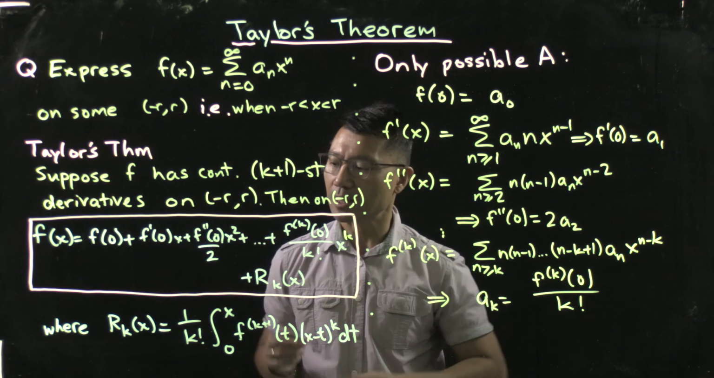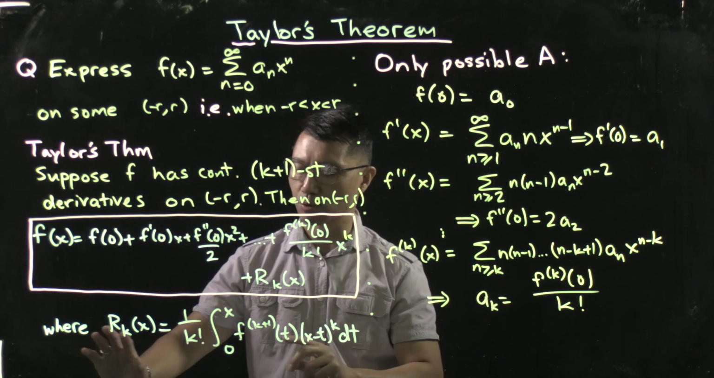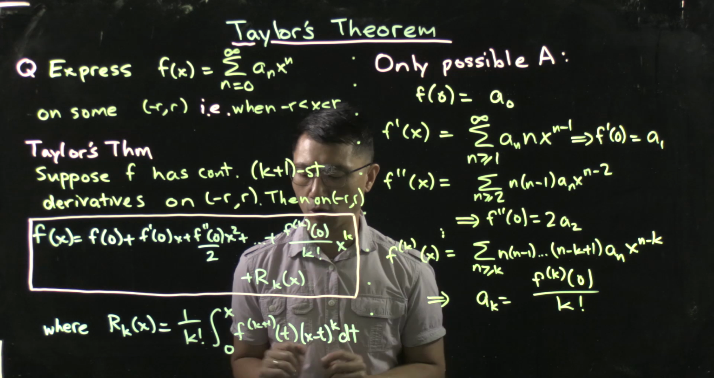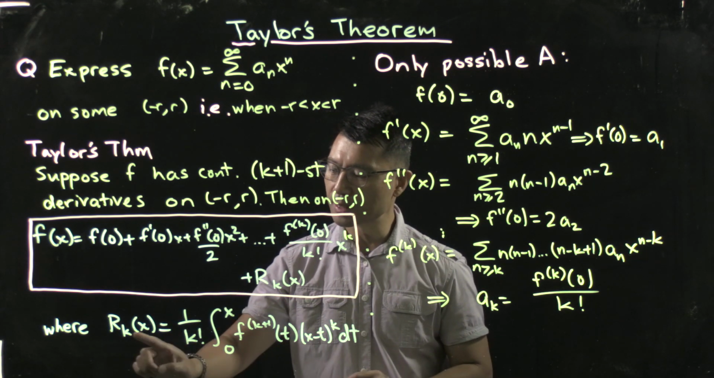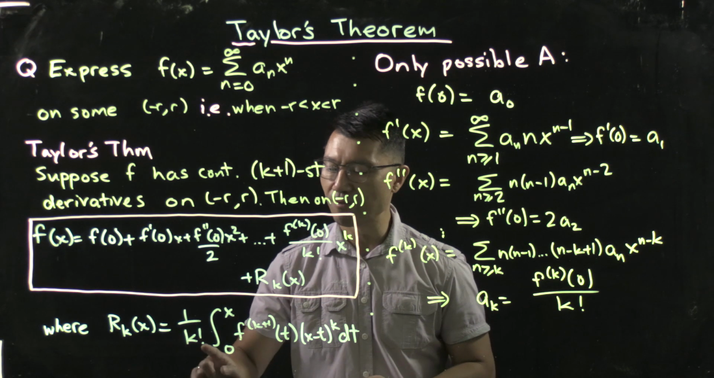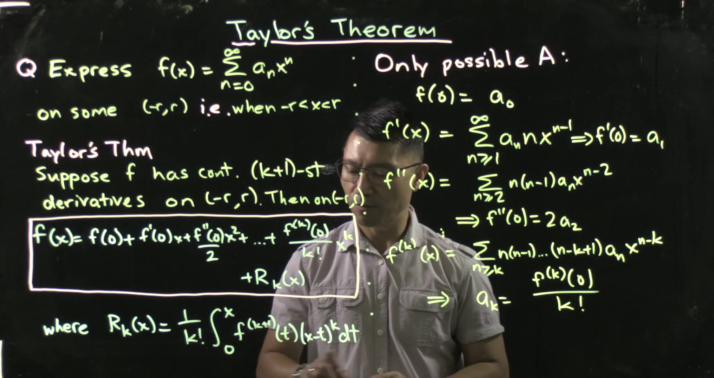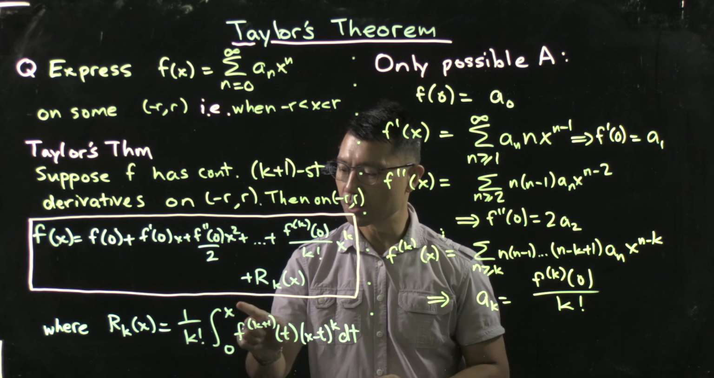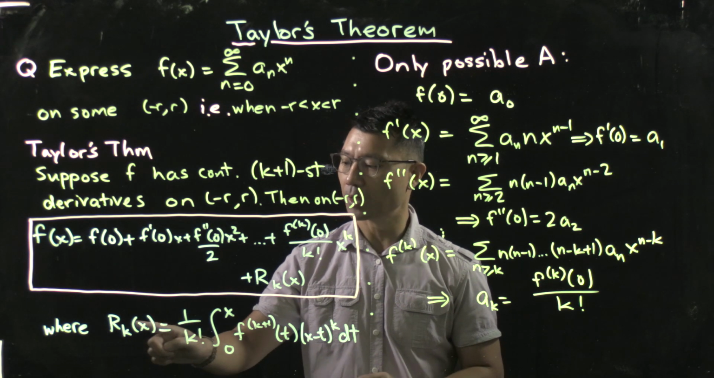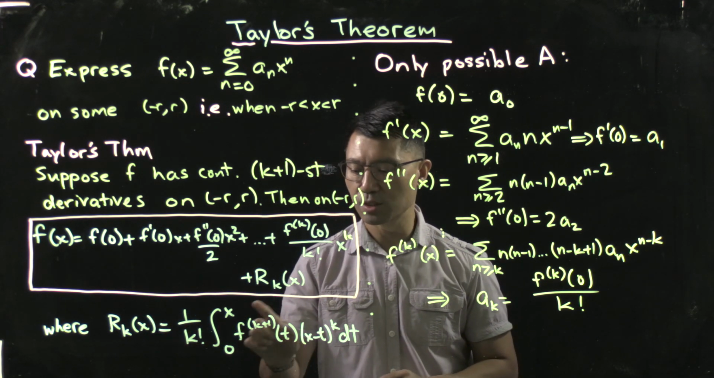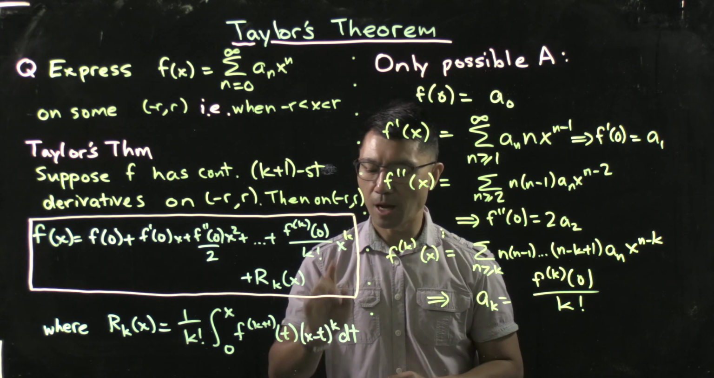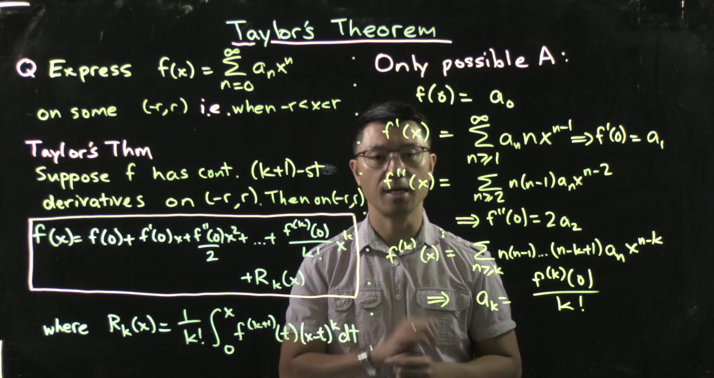So Taylor's theorem gives us some expression for this remainder term that allows us to control it, okay? The remainder term is a little bit tricky, but this is all it is. It's equal to 1 on k factorial times the integral from 0 to x, because this is a function of x, and the integrand here is the (k+1)th derivative of f times (x minus t) to the k, dt, okay?